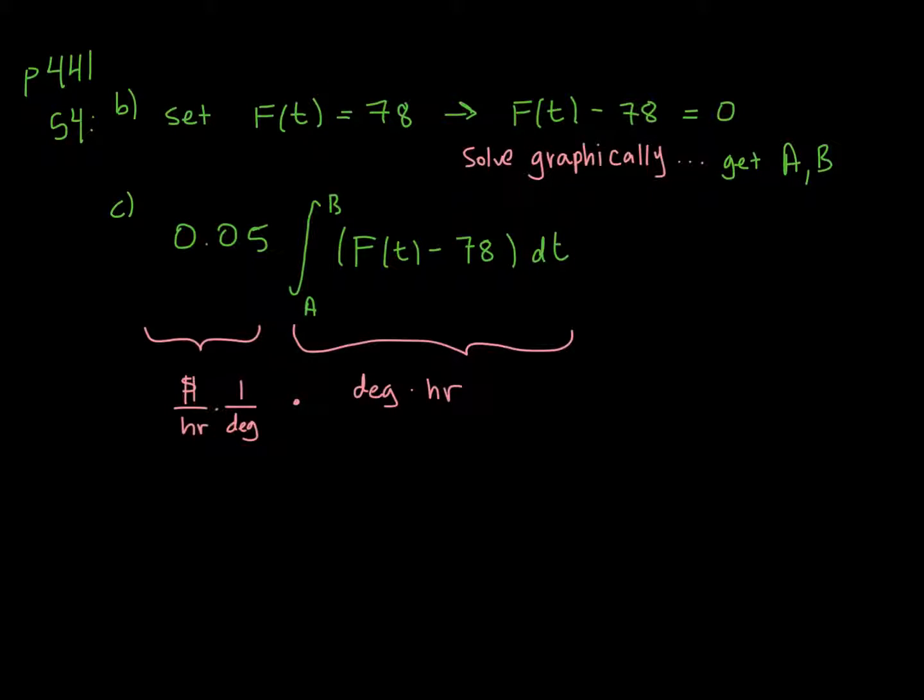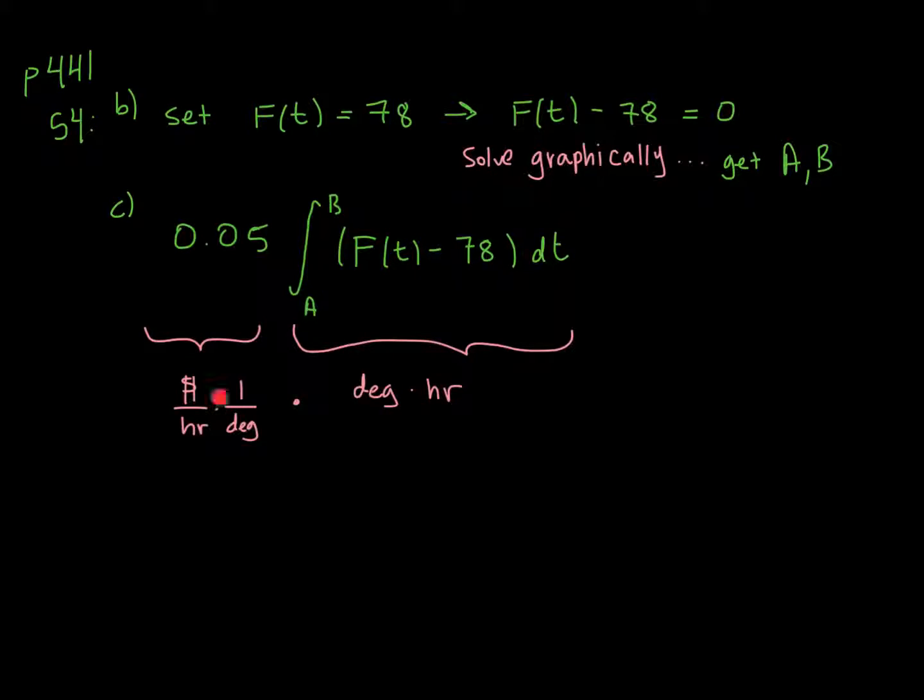And you can find this by taking the definite integral from A to B of f of t minus 78, because this is going to give you the degrees above 78, and dt is going to be the interval, which is in hours. So these are going to be degrees above 78, and you'll end up with degrees times hours, or degree hours. In other words, this is sort of the accumulation of the number of degrees above 78 and the length of time that that occurred for.